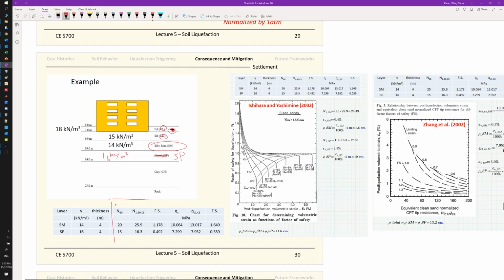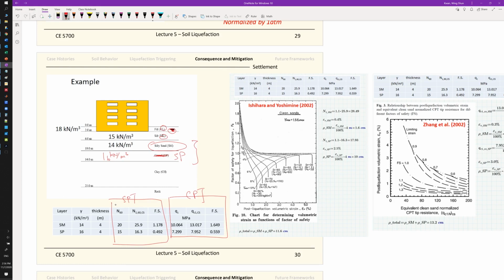Those are the SPT data results. Also, based on the CPT, the loading is the same, but because of a different index, we will have slightly different triggering evaluation results in terms of the factor of safety. You see the numbers are slightly different there. We work on these two layers, although we should also look at the upper two above them, but since we don't have the available information for this exercise, we just look at the two sand layers.